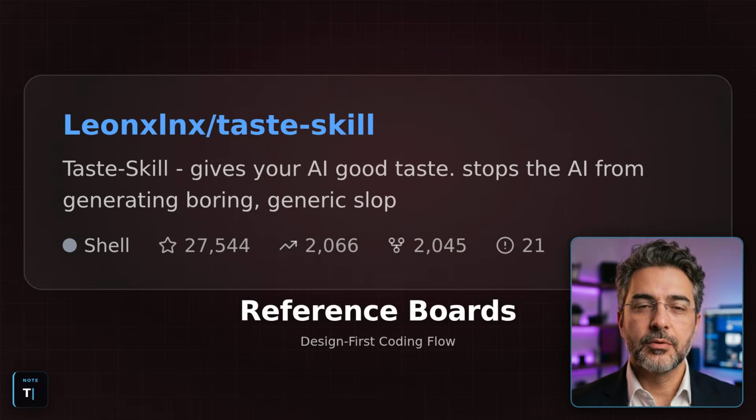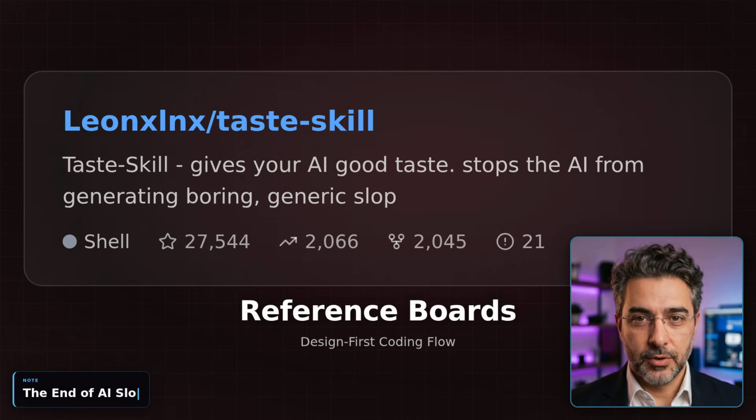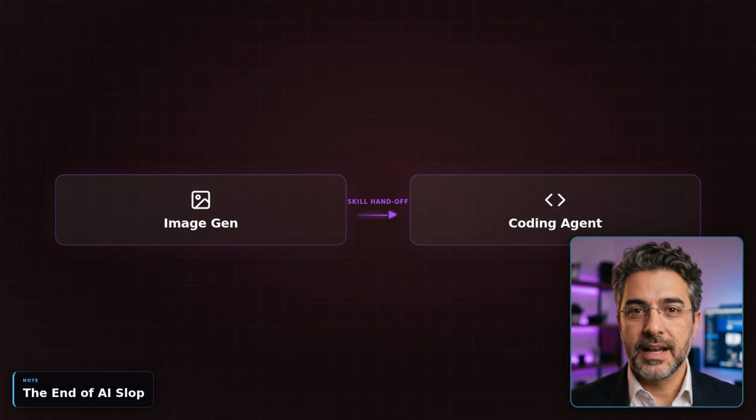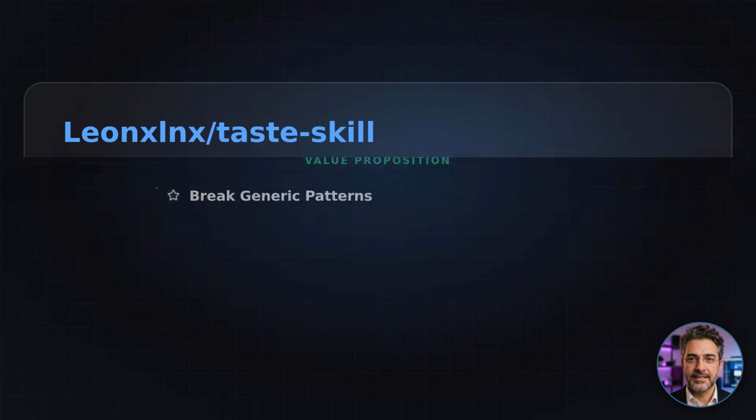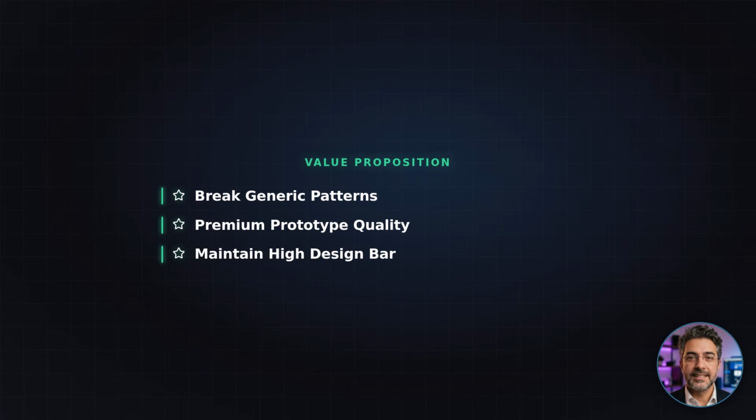The repo also includes image generation skills for making reference boards. You pair them with image generators and then hand the frames to your coding agent to implement the design. Why use it? Because default AI designs tend to look exactly the same. This adds that extra layer of polish that distinguishes a prototype from a finished professional product.